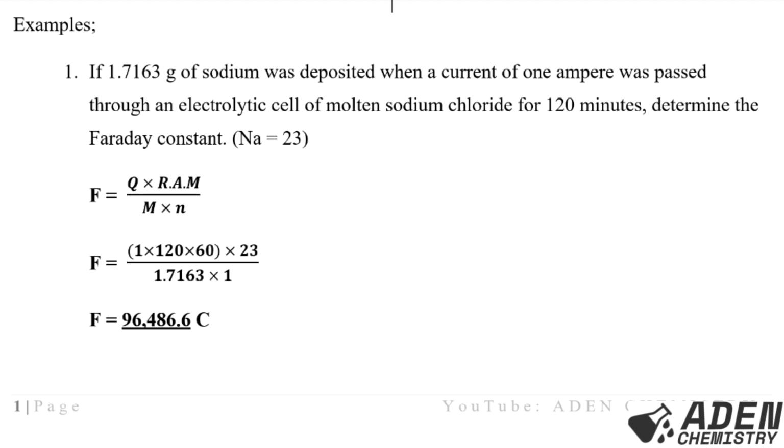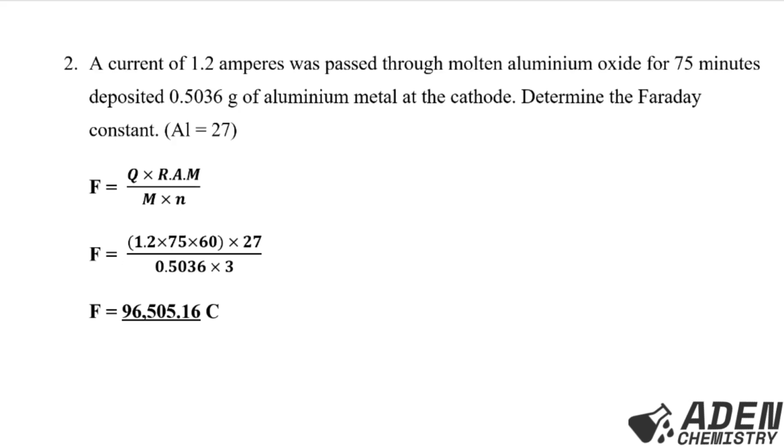Here we have molten sodium chloride, so it contains sodium ions, and the charge of the sodium ion is +1, which means the value of the charge is 1. So this is the one we are talking about. When we put all this in the calculator, we get 96,486.6 coulombs as our Faraday constant.